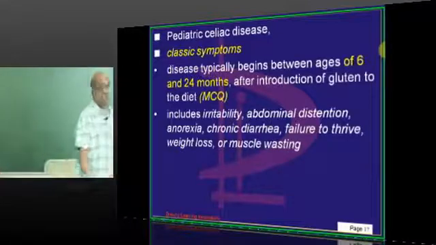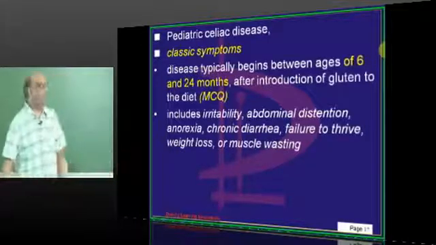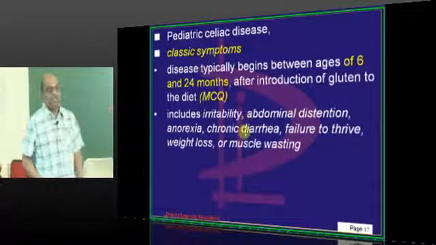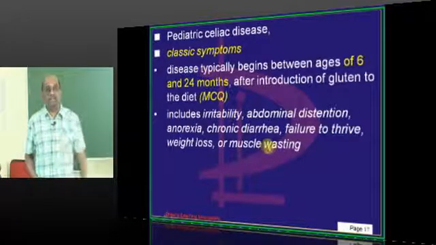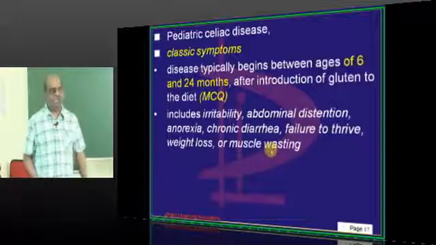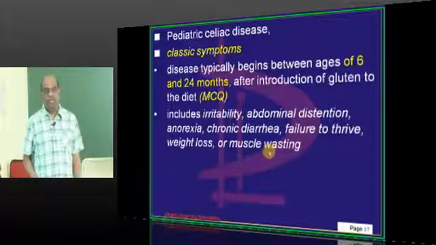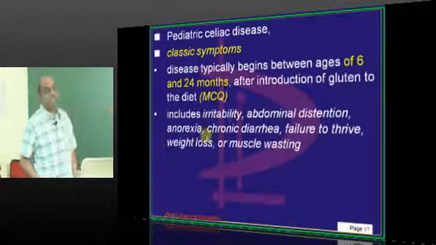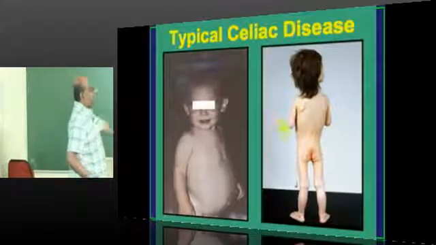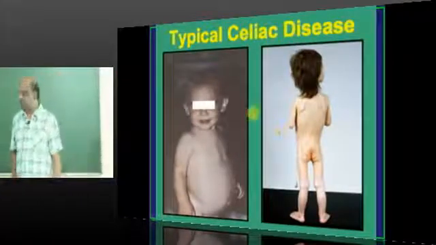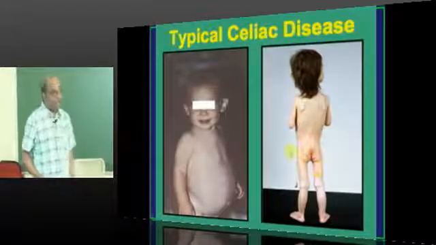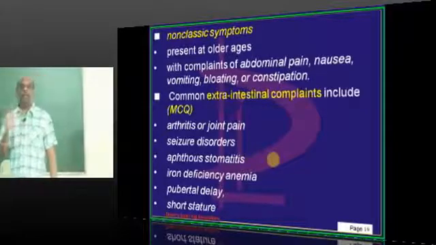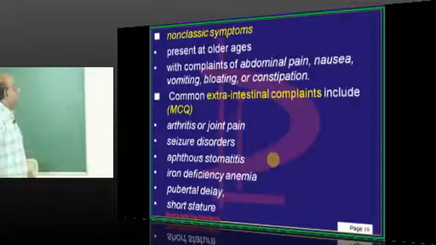Now, if you look at the pediatric celiac disease, what are the classical symptoms of pediatric celiac? Within 6 to 24 months of age group, after the introduction of the gluten in the diet. Until 6 months, baby is taking the mother's milk, no issue, even though there is a problem of celiac disease. So irritability, abdominal distension, chronic diarrhea, weight loss, muscle wasting, these are all the features which you see in the patients who are having a typical pediatric form of celiac disease. Whereas in the pediatric form you have a non-classical stage where it is more in the older people.